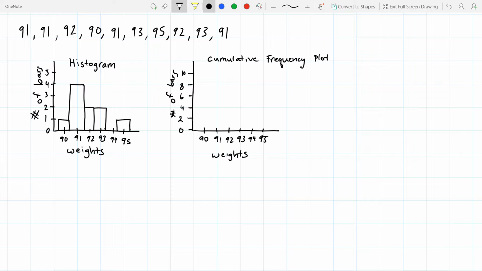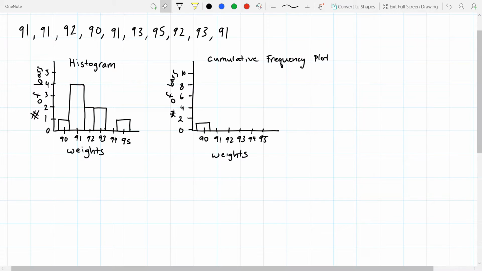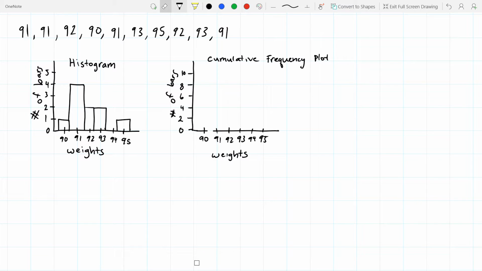Okay, so at 90, we're going to plot how many bars weigh 90 grams or less. So we don't have any bars that weigh less. So let's put a bar at 1, because we have 1 bar at 90 grams. Actually, let's not put a bar. Let's put a dot. One dot here.